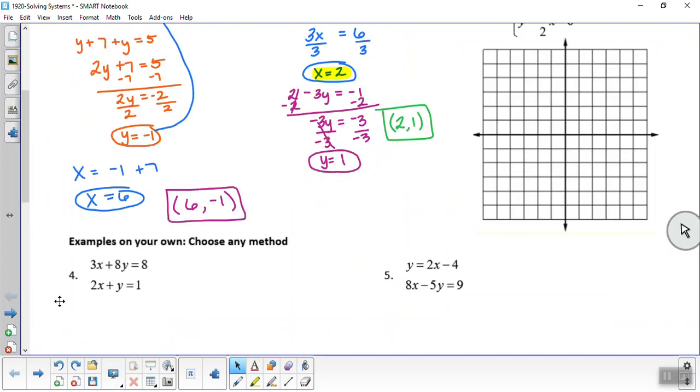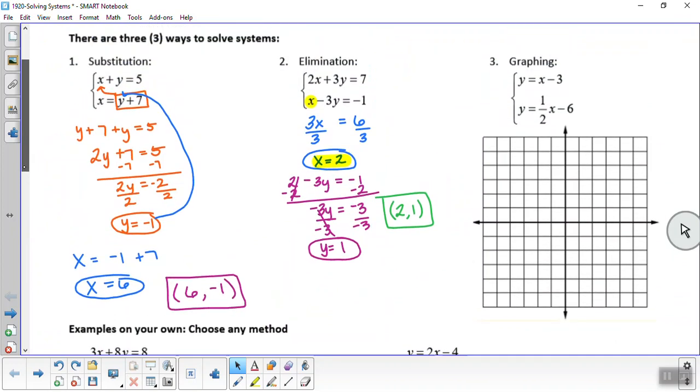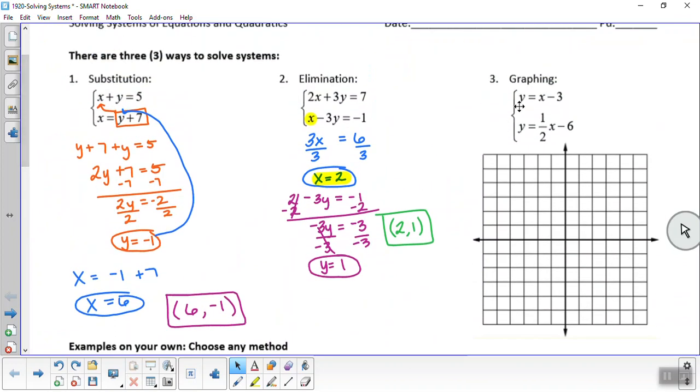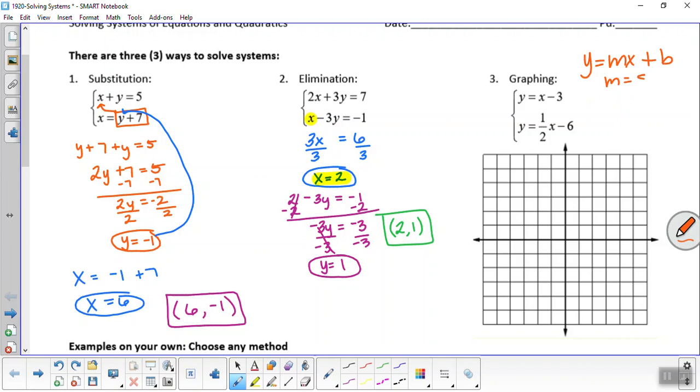Now, the third and final way to solve these systems is by graphing. You can do it by hand, and I'm also going to show you how to do it on Desmos. Luckily for us, both of these are in our y equals mx plus b form, so they're pretty easy to graph. Remember, m is equal to your slope, and b is equal to your y-intercept.